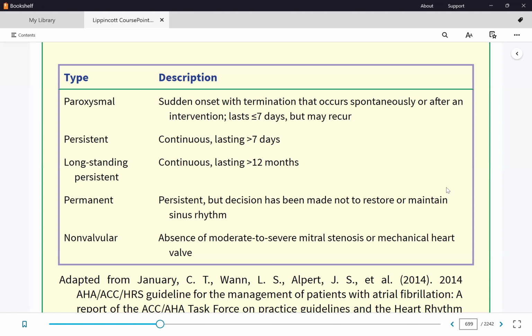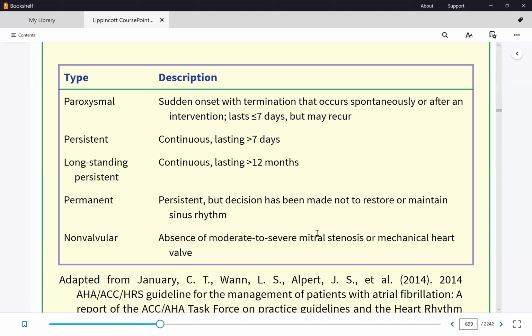So, which one would be the best? Okay, well, we'll get to that next. Let's stay here just a couple minutes. The type of anticoagulant depends on the type.